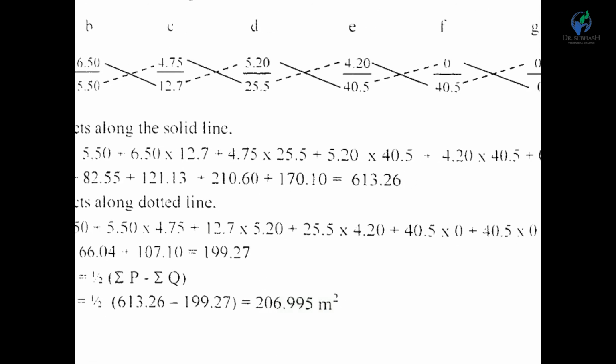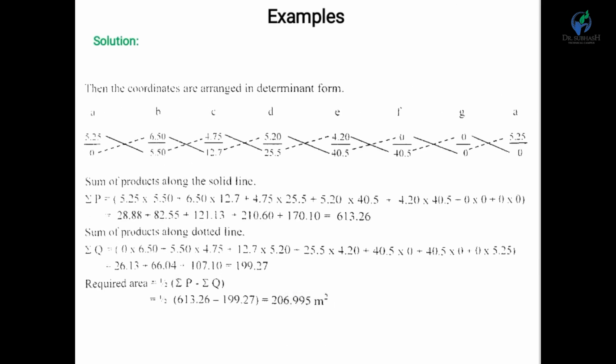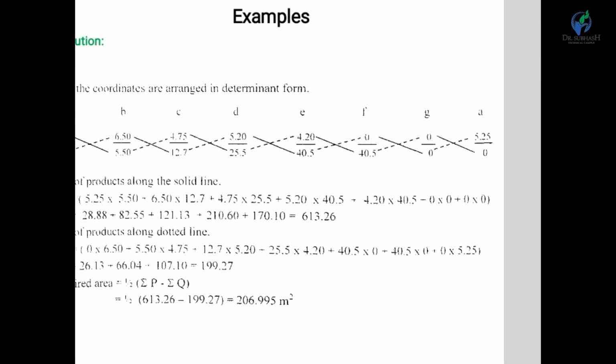Next is the sum of the products along the dotted line. That is the same procedure as for sigma p. Next, the required area is equal to 1/2 of sigma p minus sigma q. So we can get the area using the coordinate method.